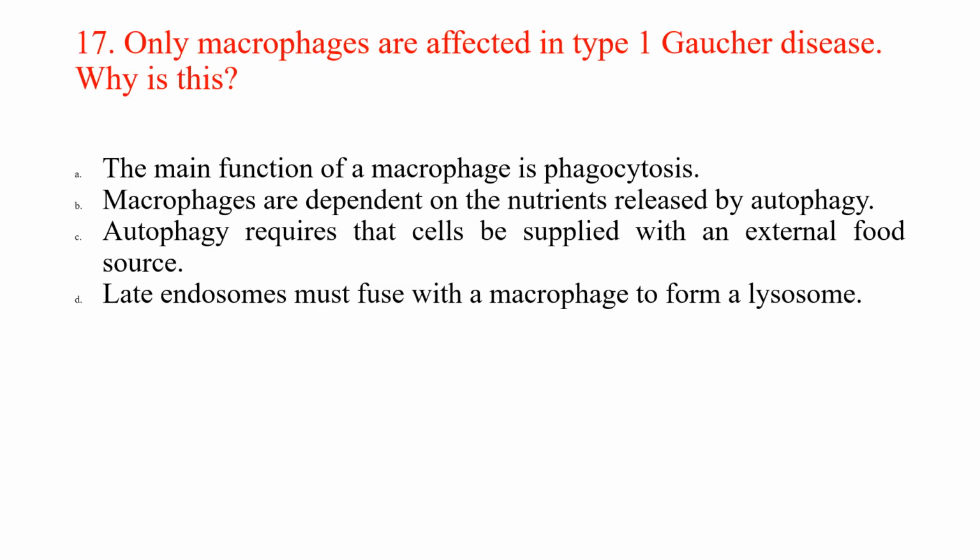Number 17, only macrophages are affected in type 1 Gaucher disease. Why is this? A. The main function of a macrophage is phagocytosis. B. Macrophages are dependent on the nutrients released by autophagy. C. Autophagy requires the cells be supplied with an external food source. Or D. Late endosomes must fuse with the macrophage to form a lysosome. The answer is A. The main function of a macrophage is phagocytosis.